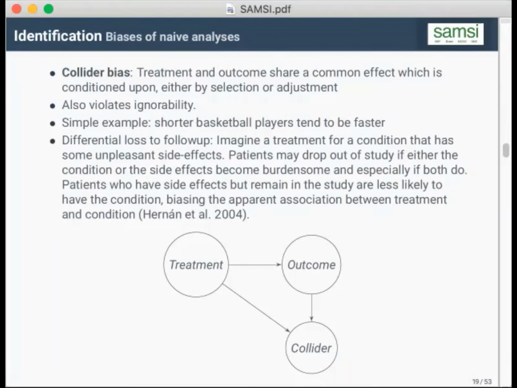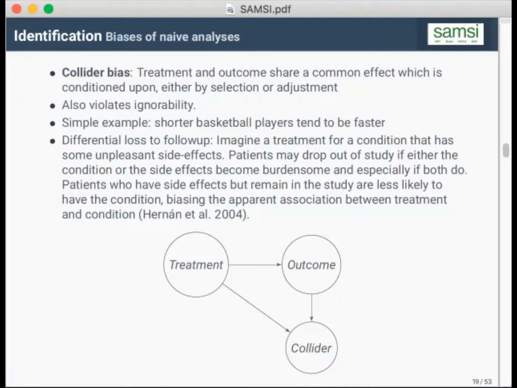You can condition on a collider by selection, that is, the study participants that happen to be included in a sample, and then it's known as selection bias, or by adjustment, where you inadvertently control for a collider thinking that it will help to control for confounding, but in fact it induces collider bias. So colliders should never be included in the covariates that are used to control for confounding. Just like an unmeasured common cause violates ignorability, conditioning upon a collider violates ignorability. It induces dependence between the potential outcomes and the treatment assignment.